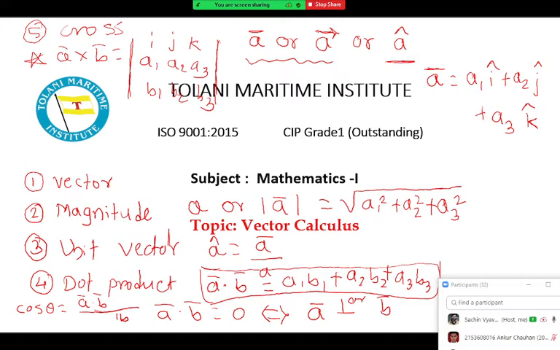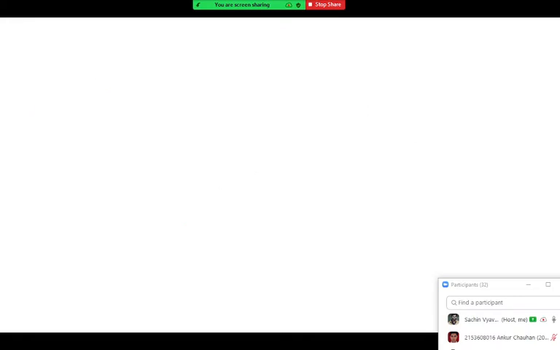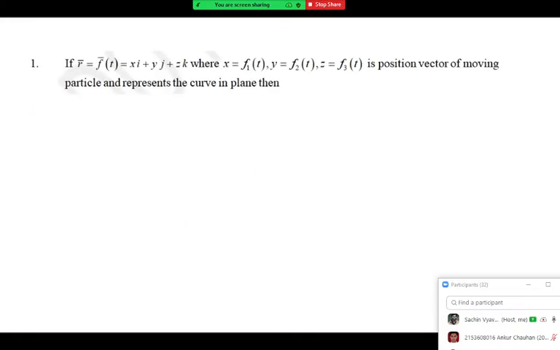But yes, you should know what a vector is, the magnitude of a vector, unit vector, dot product, and cross product. So that is the five things. Today's first topic is a very simple topic related to velocity and acceleration. So let me move to today's topic, velocity and acceleration.